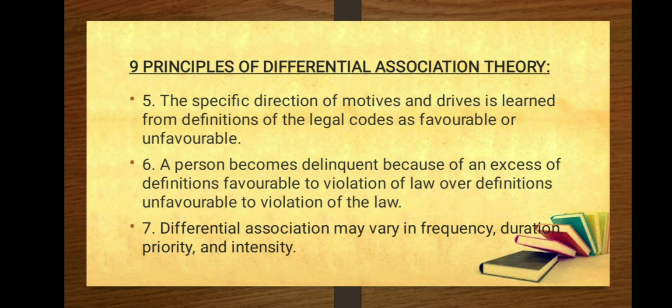Number 5, the specific direction of motives and drives is learned from definitions of the legal codes as favorable or unfavorable. Number 6, a person becomes delinquent because of an excess of definitions favorable to violation of law over definitions unfavorable to violation of the law. Number 7, differential association may vary in frequency, duration, priority, and intensity.